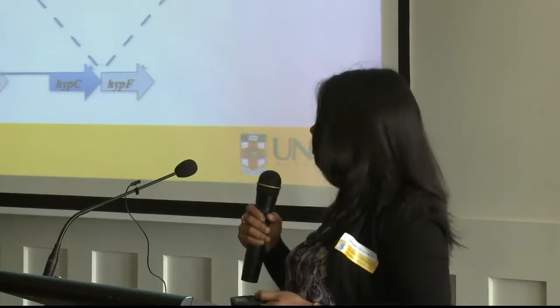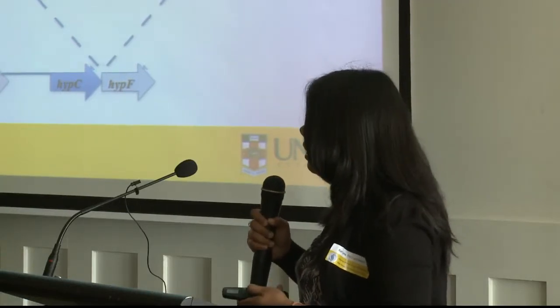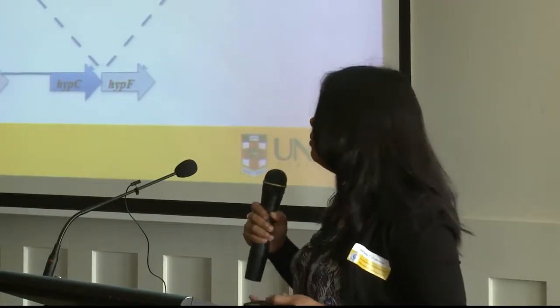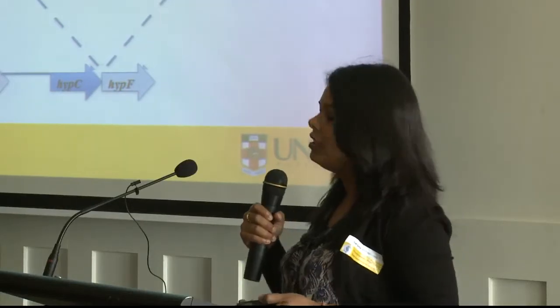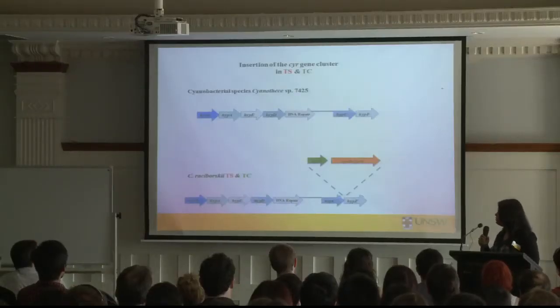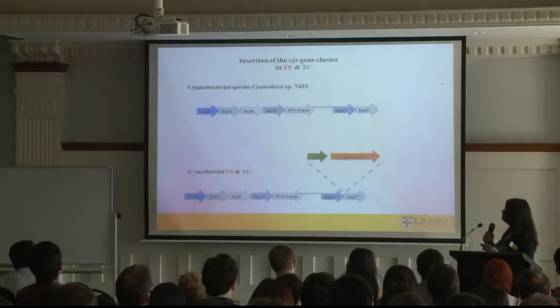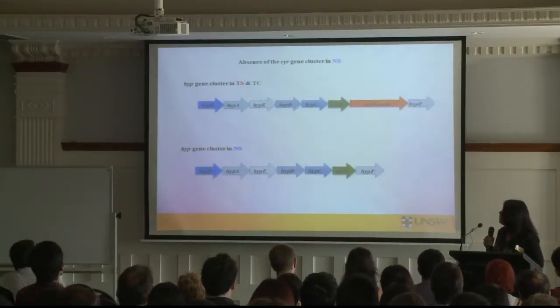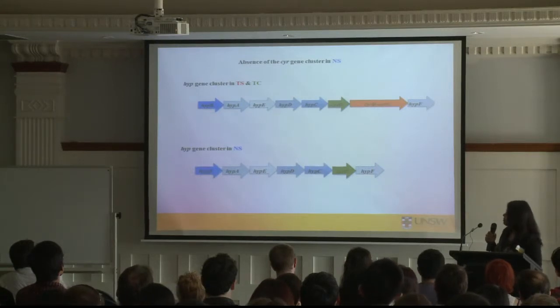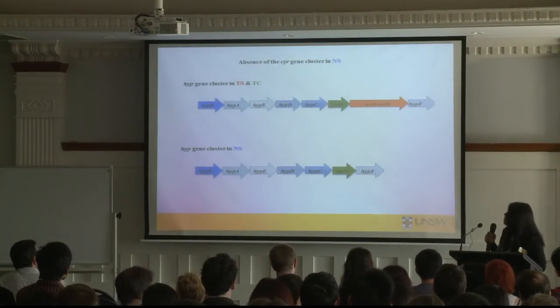So what's new about my project? Now, we knew what was happening in the toxic strains, but nobody had looked at the non-toxic strain. So we didn't know, in a non-toxic strain, is the gene cluster partially missing? Is it completely missing? Is it present with mutations? We didn't know that for sure. And now we do. So if you see the gene cluster, the lower figure, in the non-toxic strain, you can see that the entire gene cluster from CYRD to CYRN is missing.